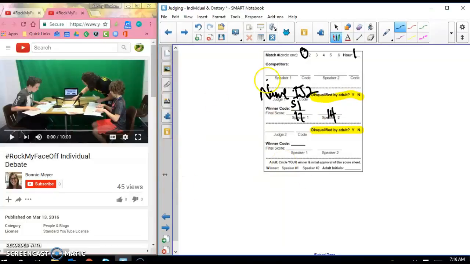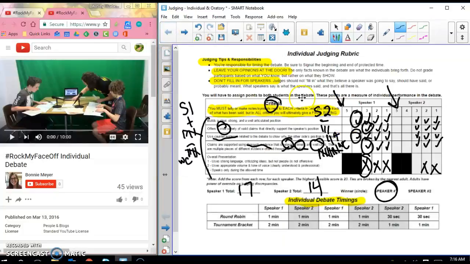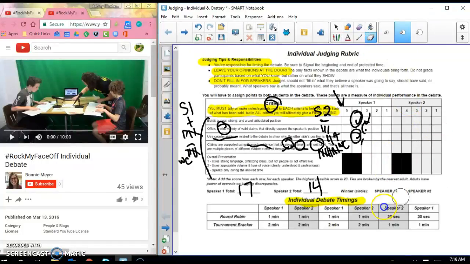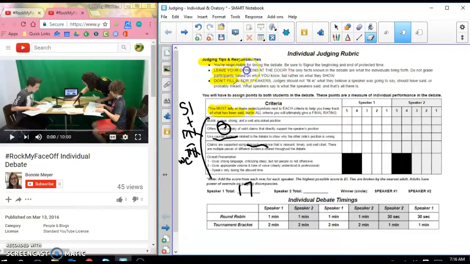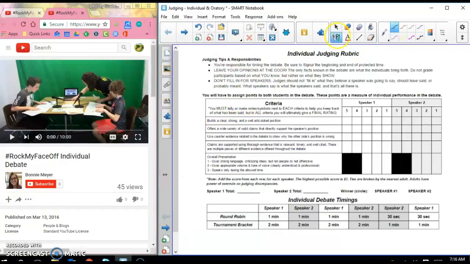So if we go back and start over from the beginning, let's listen to the debate on the right or on the left, and I'm going to show you what it looks like to actually be scoring something like this live. We won't listen to the whole thing. Really, what I want you to get out of this is to be able to see the notes that I'm taking during it.